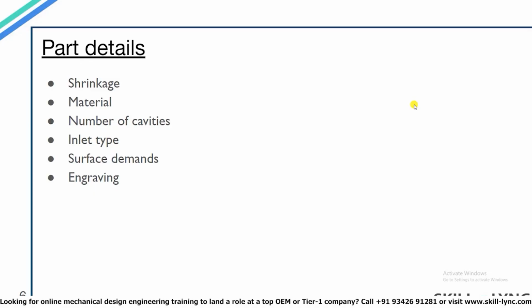The next one is surface demands. So the type of surface finish required is also asked of the customers, whether they want the surface to have a textured finish or glossy finish. If the part manufactured won't be visible from outside, then there won't be any need for polishing the tools and providing a good surface finish.